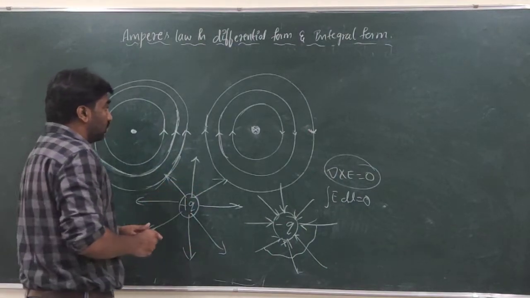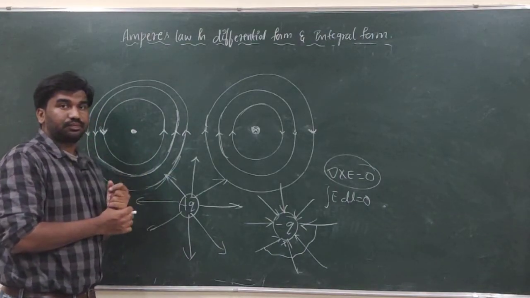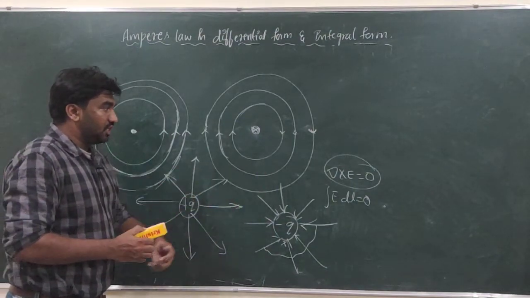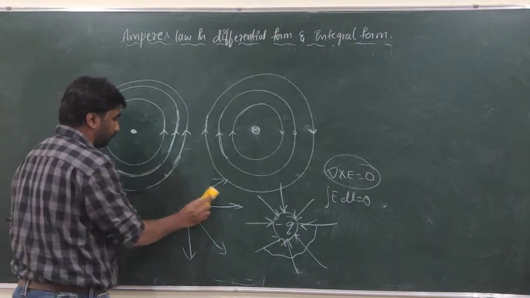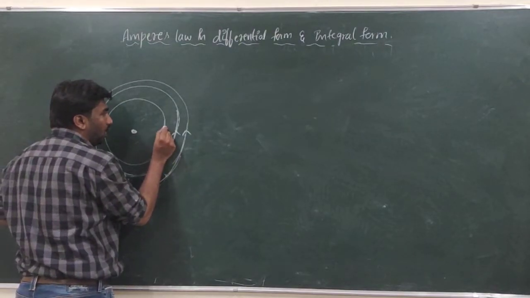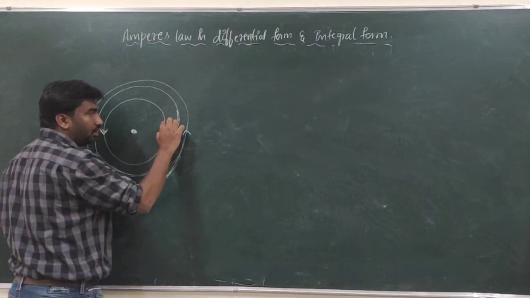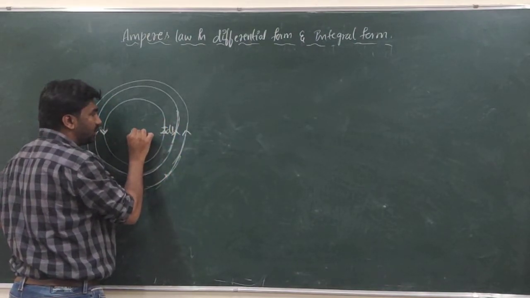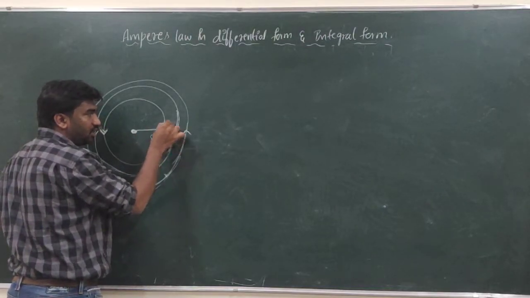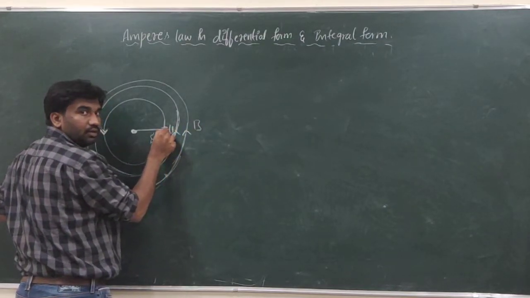So what is the effect of these magnetic field lines due to this current? What is the magnitude value of this integral B dot dl? Let us take a small length element dl. The length element dl is at a distance s from the current, and in this dl region the magnetic field is B.